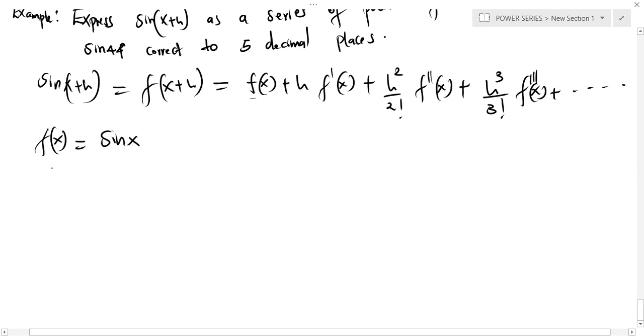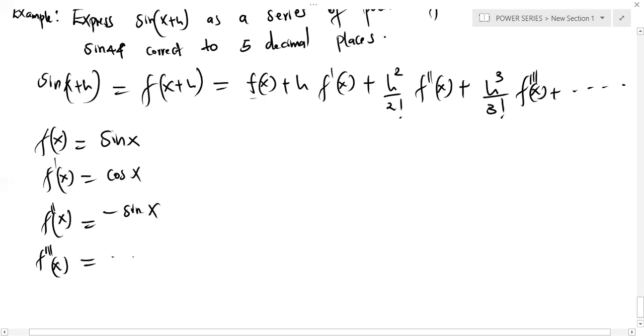Okay, and what's our f prime of x? That's the second term here. So this is the derivative of this, which is cos x. Our f second prime of x, differentiating this, you get minus sine x. Our f third prime of x, differentiating this, we'll get minus cos x. Our f fourth prime of x, differentiating this, we'll get sine x.